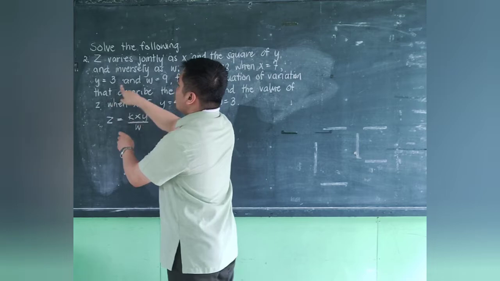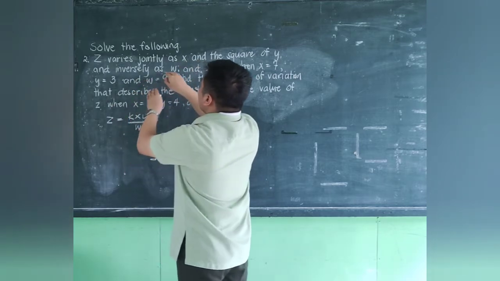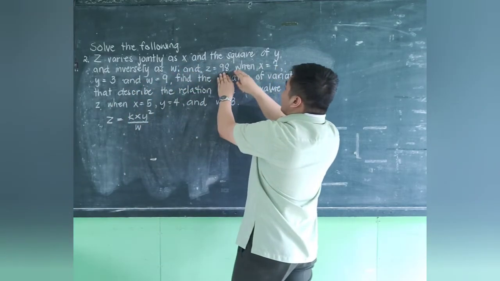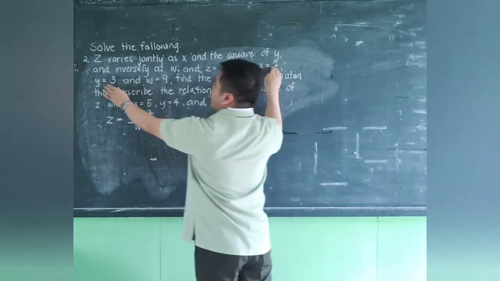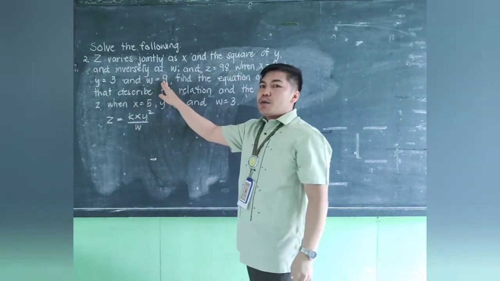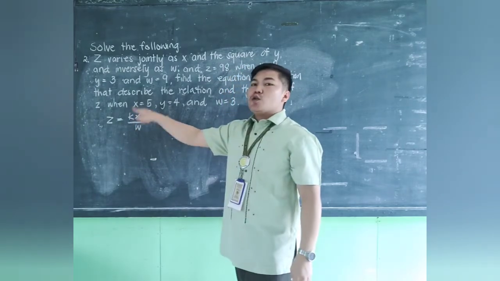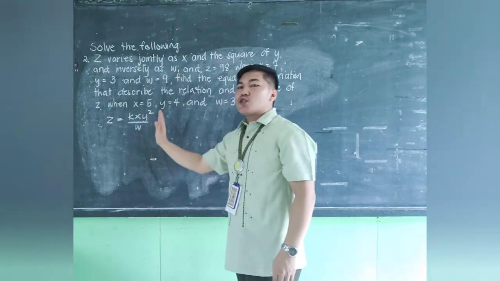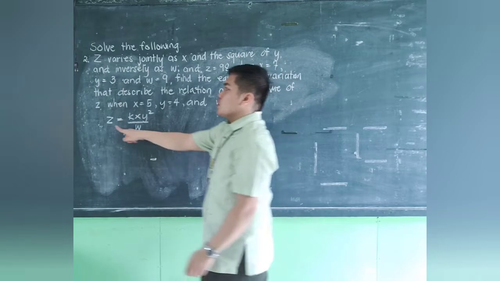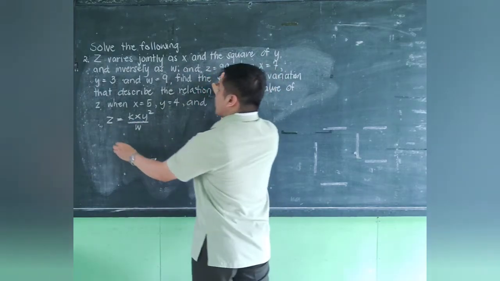Next is, and z is equal to 98, x is 7, y is 3, and w is 9. So, mapansin natin sa pangalawang statement, kompleto silang lahat maliban sa k. So, sa unang solution natin, ang isosolve natin lagi ay k. So, z is 98.